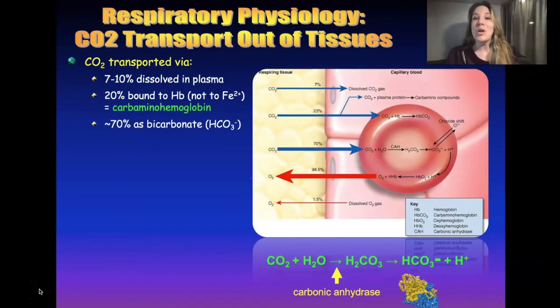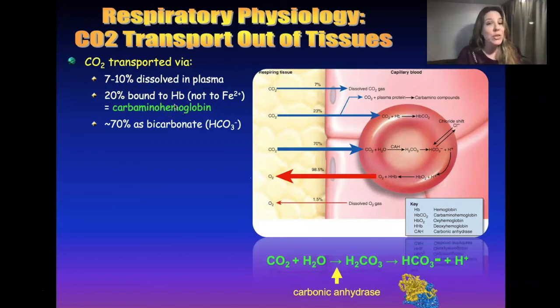So now let's talk about how we're going to get carbon dioxide out of the tissues and into the blood so that it can be taken back all the way to the lungs to be expired. So very little of carbon dioxide is going to travel directly in the plasma, and only about 20% is going to be bound to hemoglobin.